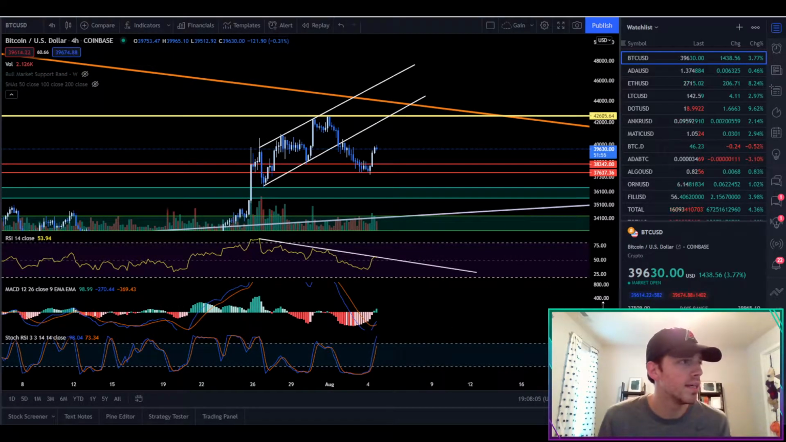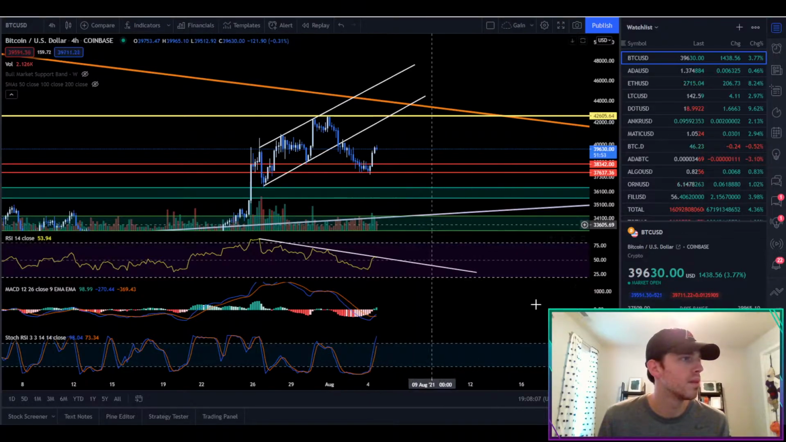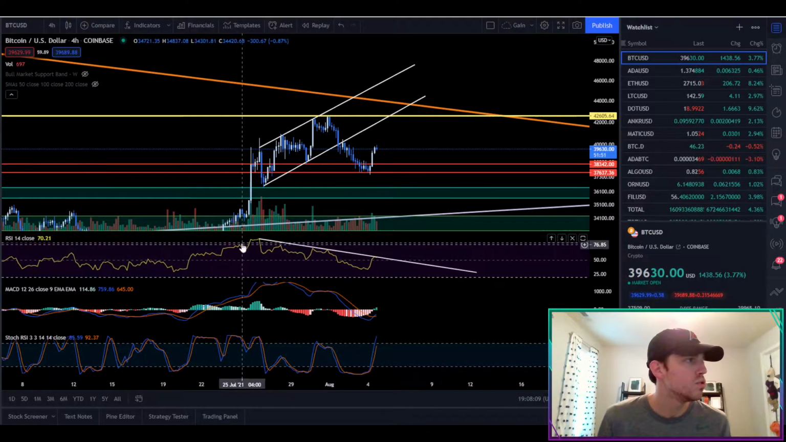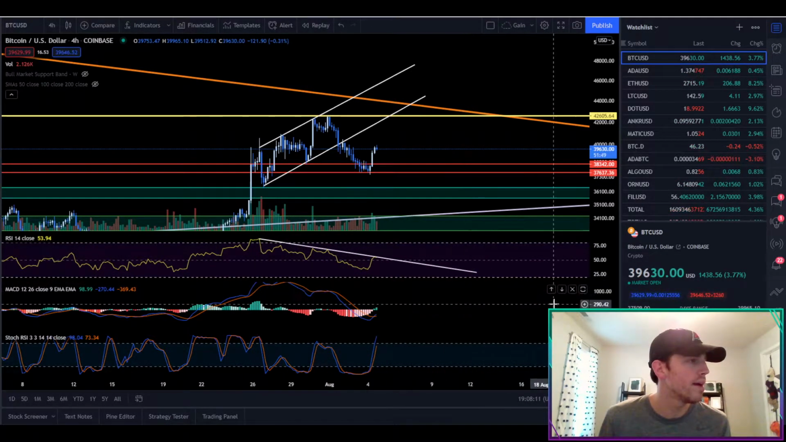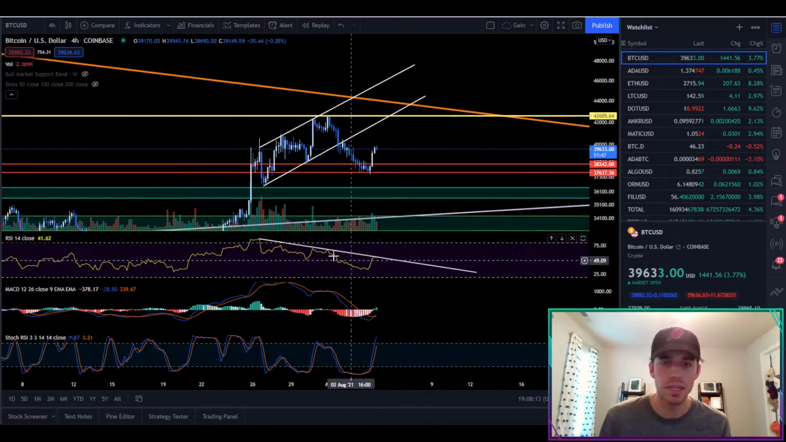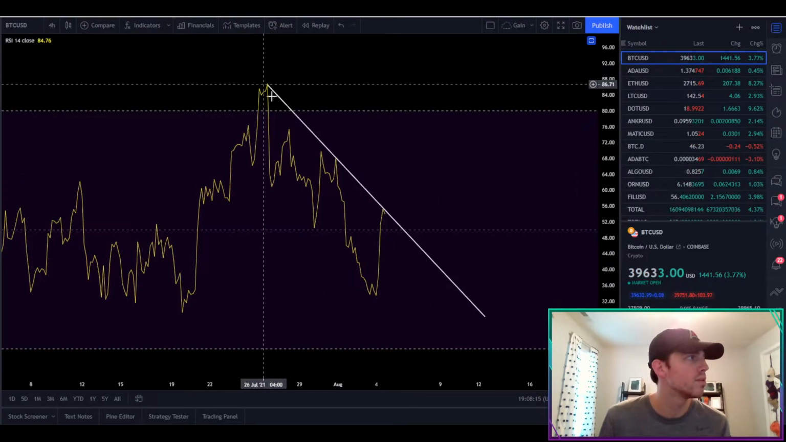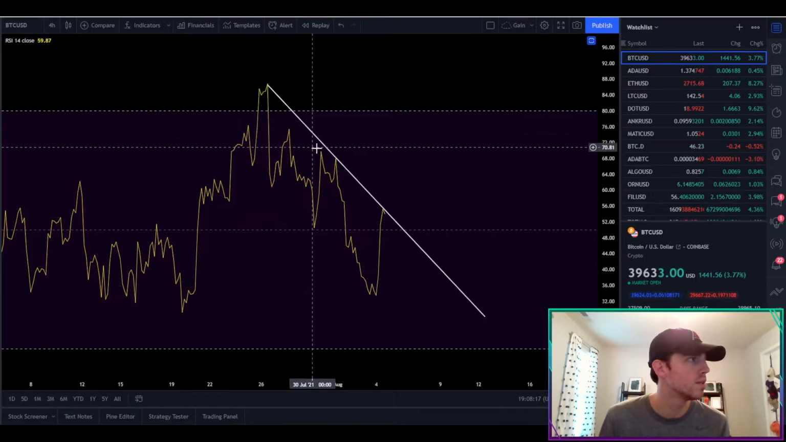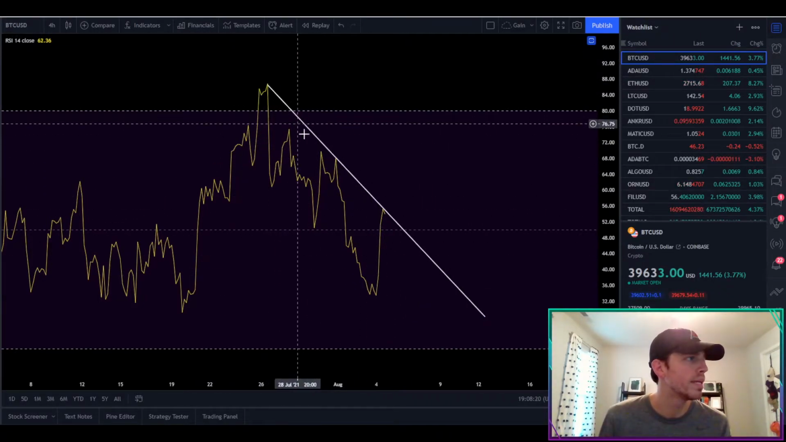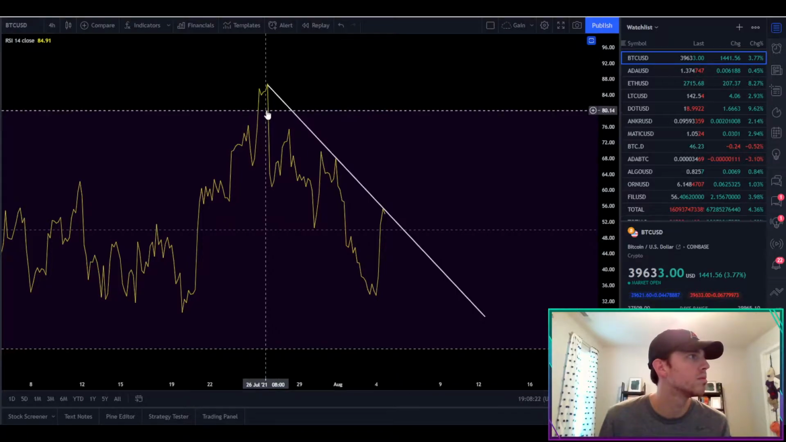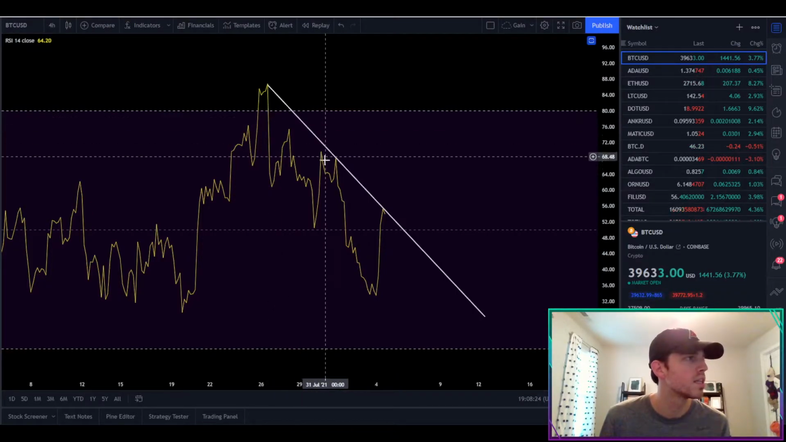And now if we look at our oscillators here, you see the RSI, we have this trend line. If I zoom in on this, we've created this trend line where we've been going down since July 26th.